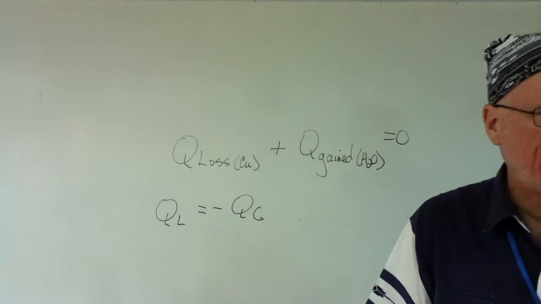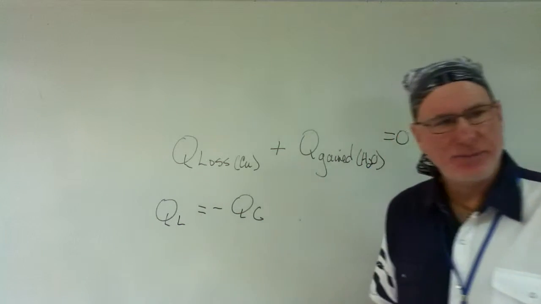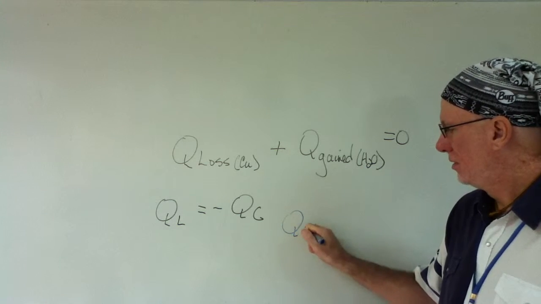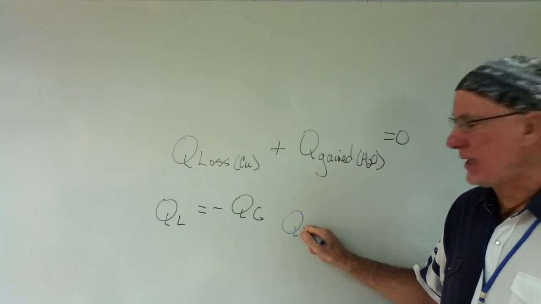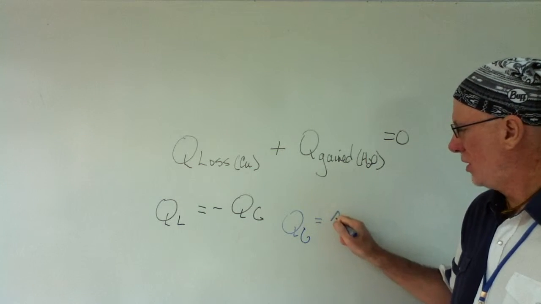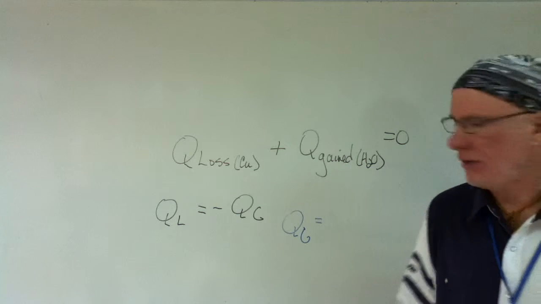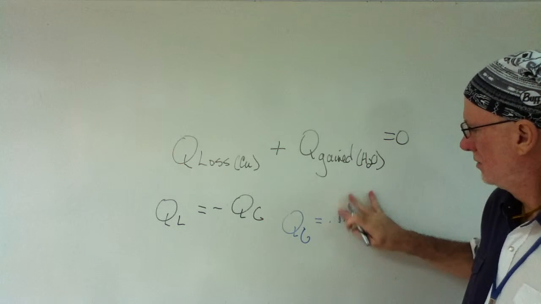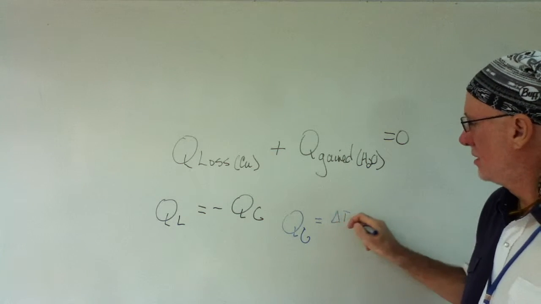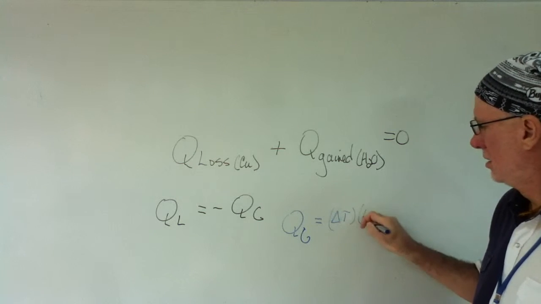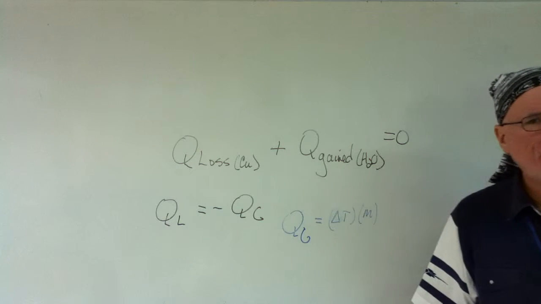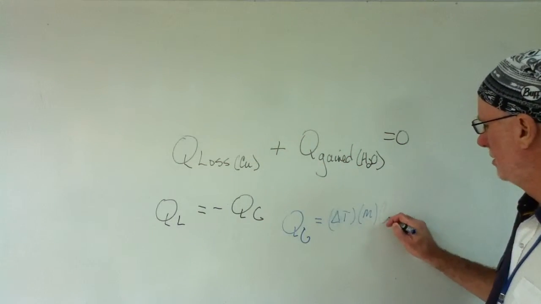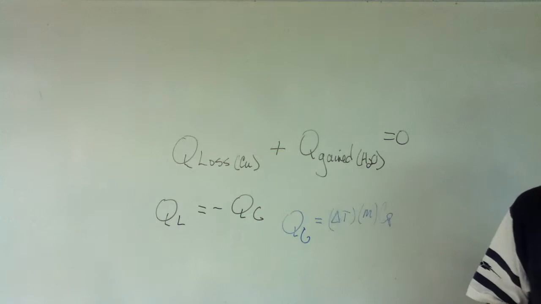What represents the energy gained? The temperature of the water. Okay, I like that. The energy gain is going to be the change in temperature of the water. What else? The mass. And what else? The specific heat capacity. Isn't that true?